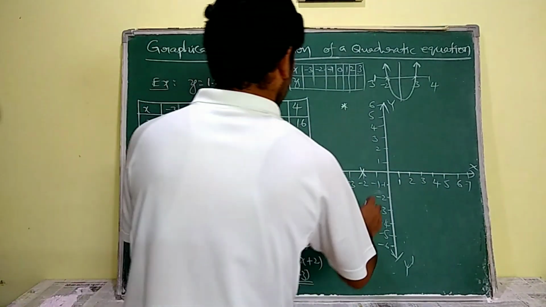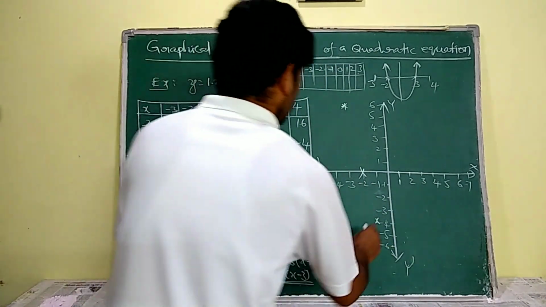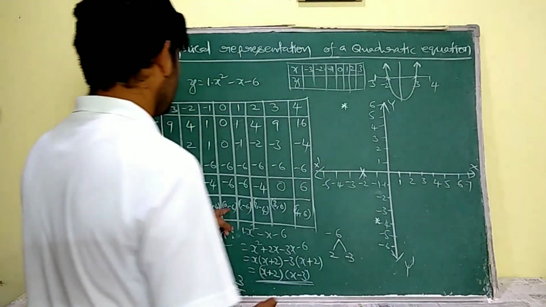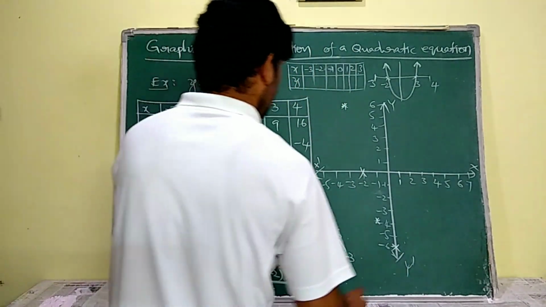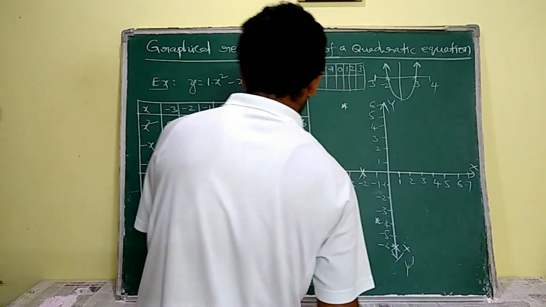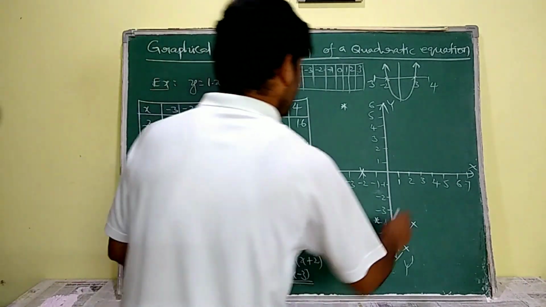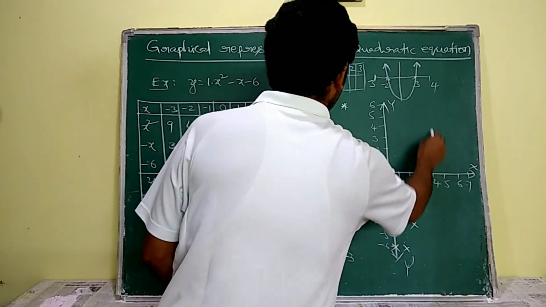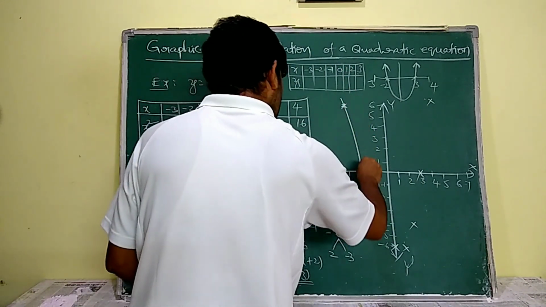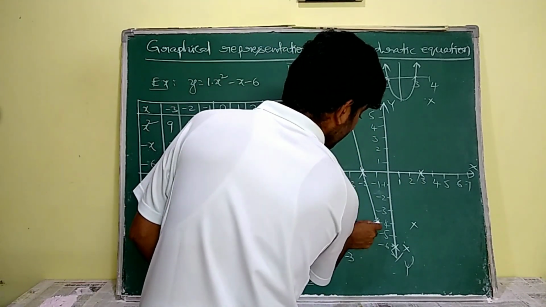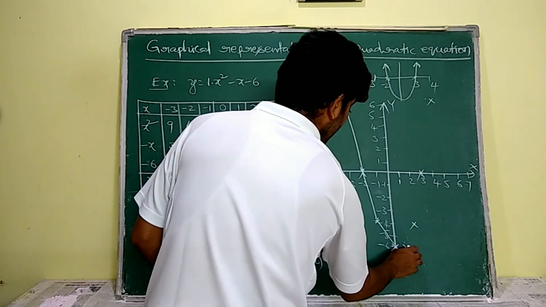Next minus 1 comma minus 4 is the next point. Next 0 comma minus 6. Next 1 comma minus 6. Next 2 comma minus 4. Next 3 comma 0. Next 4 comma 6. So these points are going to be joined with the help of a scale. See, here you have to join them with a U shape mark.